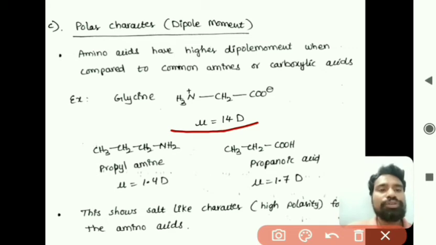So this shows a salt-like character of amino acid, that is nothing but the high polarity form of amino acid. So this is one of the evidences for the existence of zwitterion.